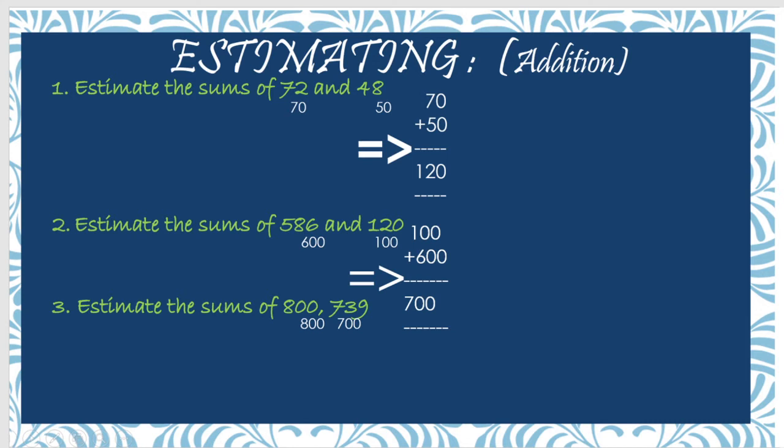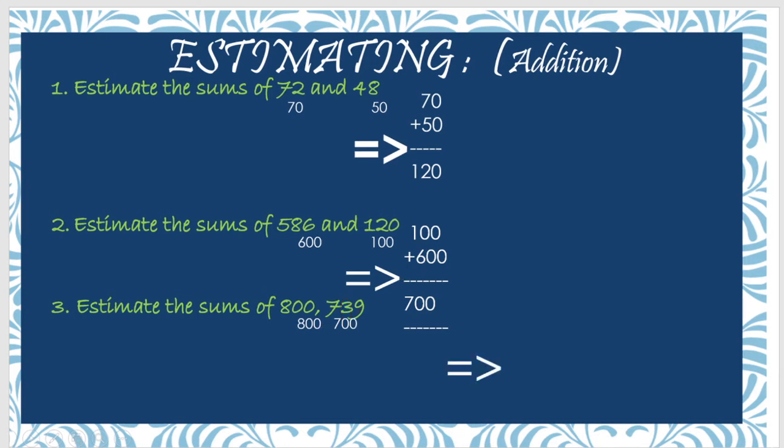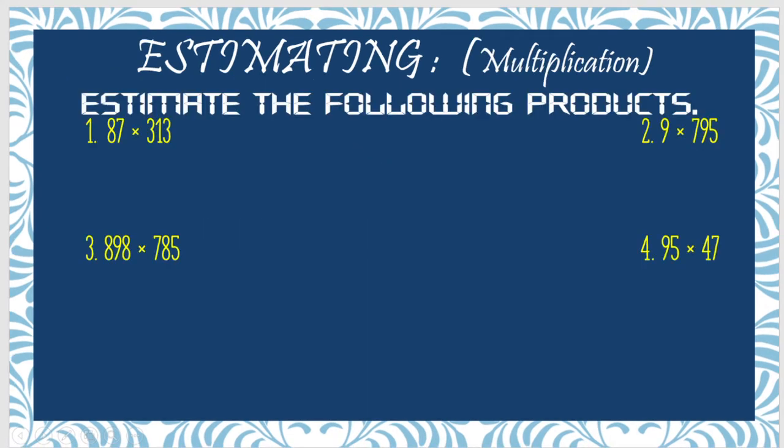okay, when you are given a 3-digit number, then you have to check the number at the tens place. Okay, the tens place is 3, it's smaller than 5, then you take it as 7 and zeros, and it will be like this. Next is multiplication.